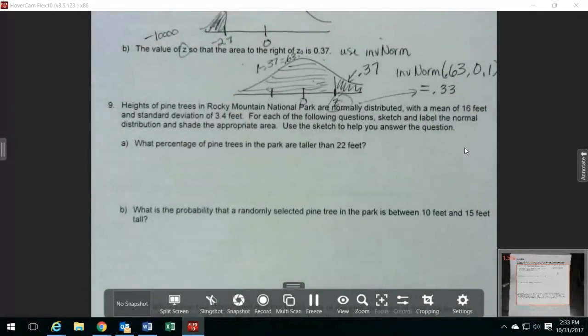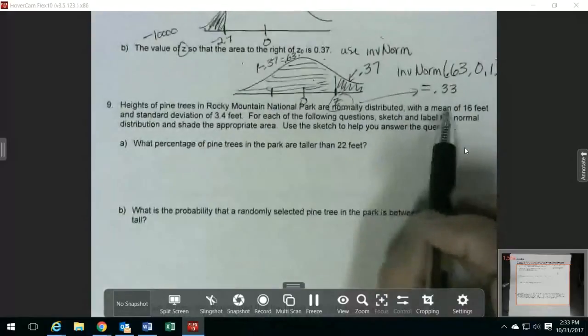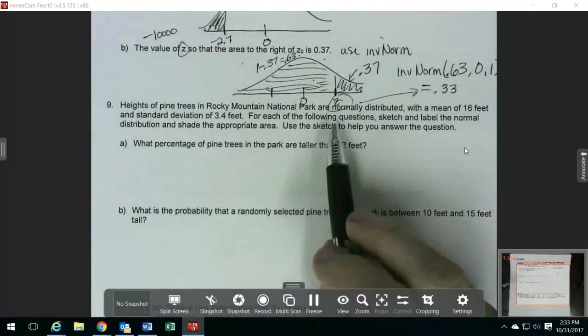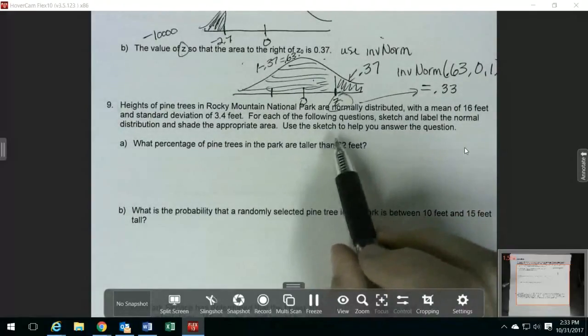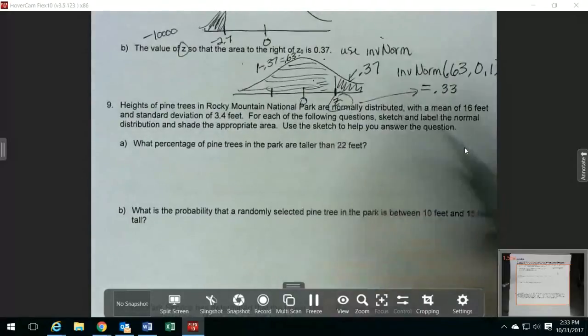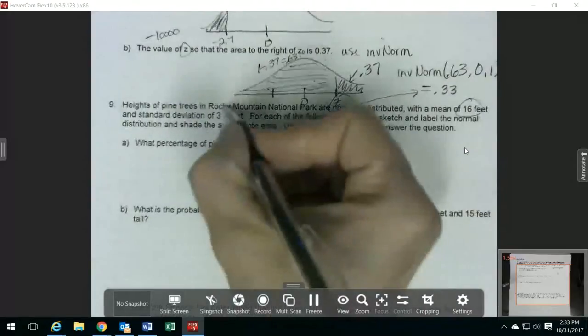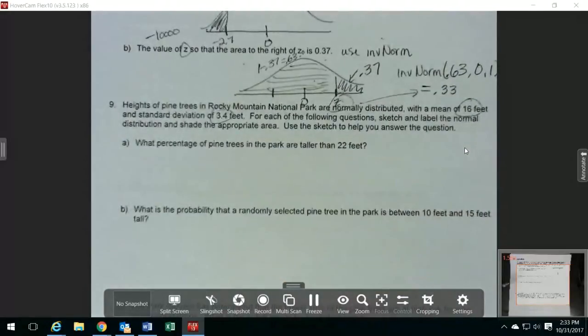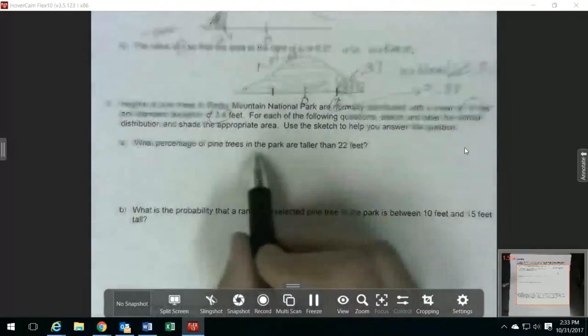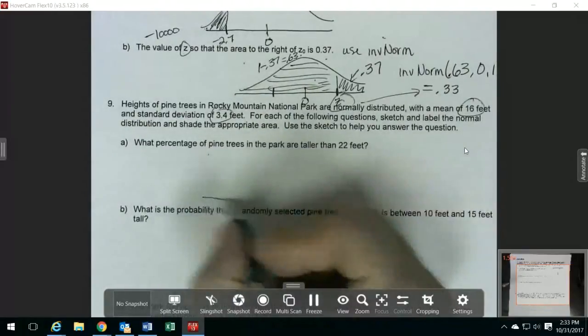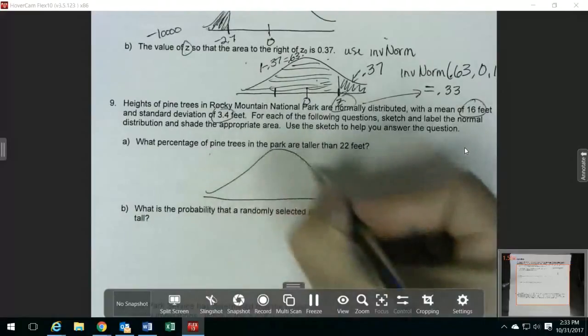Okay, here's another one with a normal distribution. This one tells you the mean and the standard deviation, so this is not a standard normal distribution. When you use your calculator functions, you're going to have to put these two values in for the mean and the standard deviation. So first it asks what percentage are taller than 22 feet.